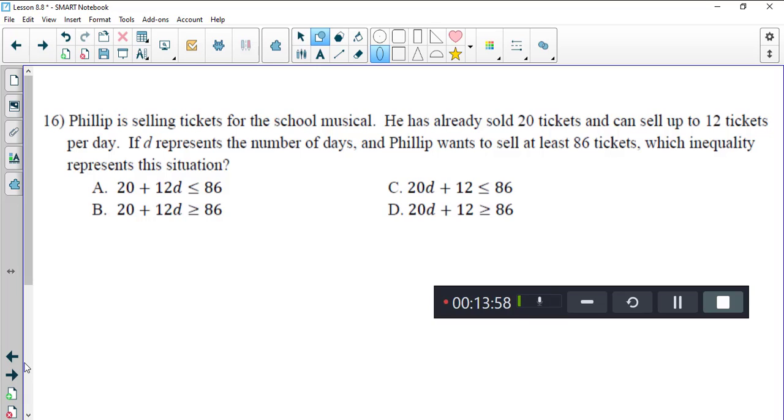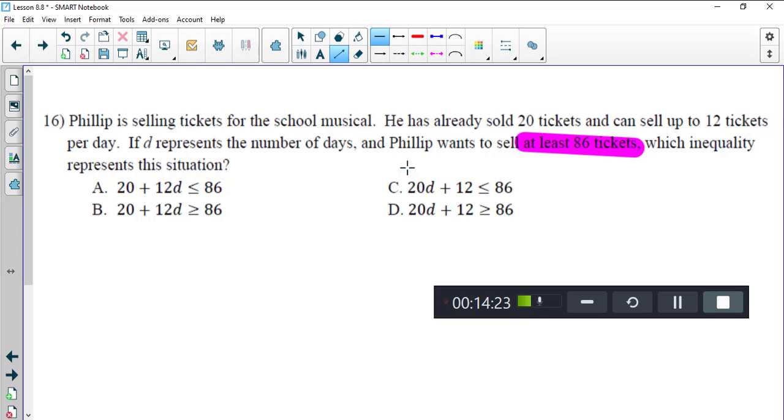Number 16. Philip is selling tickets for the school musical. He has already sold 20 tickets and can sell up to 12 tickets per day. If D represents the number of days and Philip wants to sell at least 86 tickets, which inequality represents this situation? Well, we see that phrase at least 86 tickets. At least is greater than or equal to 86 tickets. So I'm looking for any inequality that says greater than or equal to 86.